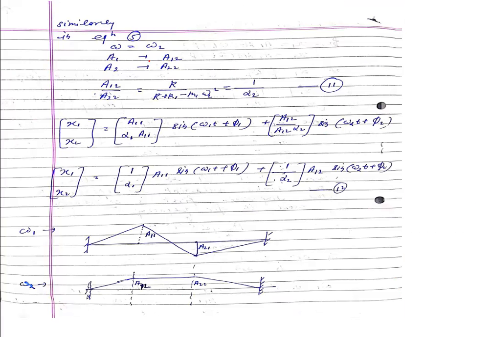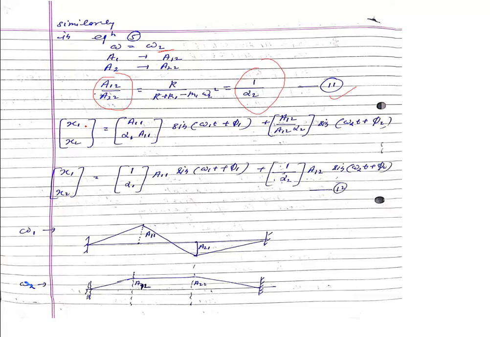Next, similarly in equation number 5, putting the value of omega equals omega 2, a1 equals a12 and a2 becomes a22, because we are taking it at frequency 2. So in equation number 5, a1 becomes a12 and a2 becomes a22. The first subscript is for mass m1 and this is for mass m2. So from this the ratio will be a12 upon a22, which equals k upon k plus k1 minus m1 omega 2 square, equals 1 upon alpha 2. This is assumed as 1 upon alpha 2, and this is equation number 11.